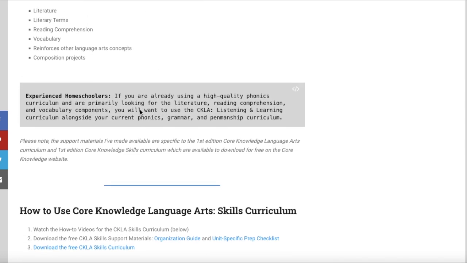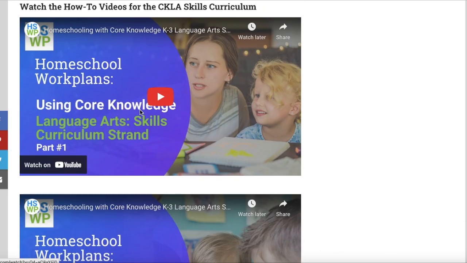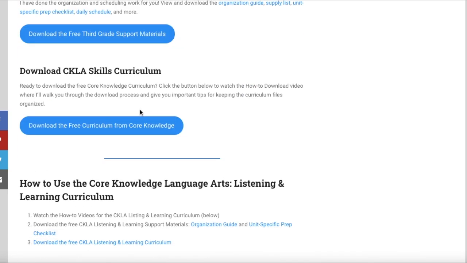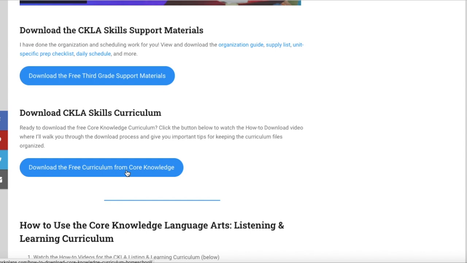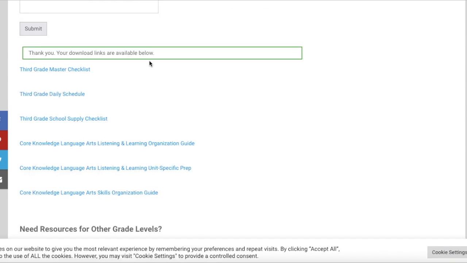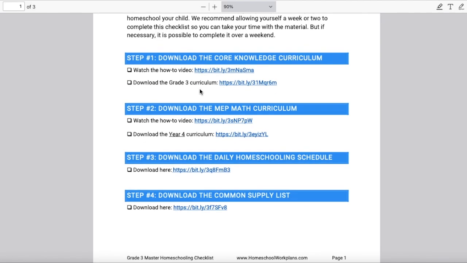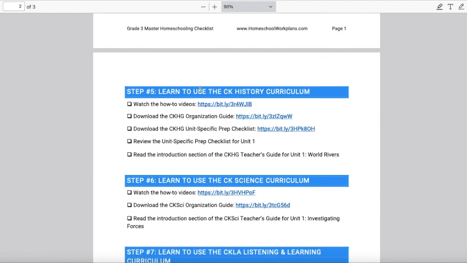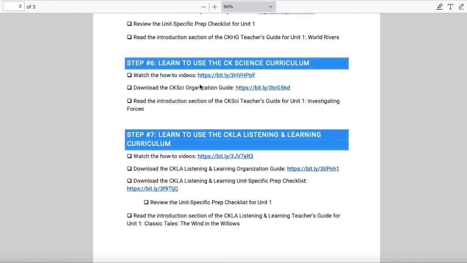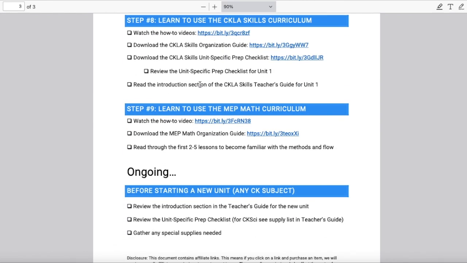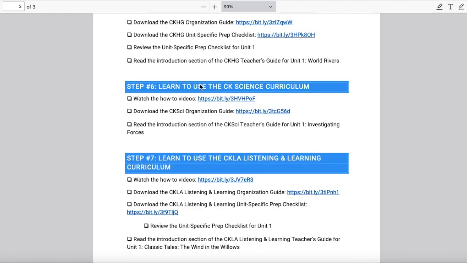So you can see here, it'll take you through some how-to videos, which I found really helpful. And then you can download the support materials. So that takes you to 3rd grade. You just put in your email address and you can download the links. So there's a master checklist, which is just a basic how-to. If you're looking for a quick, easy, step-by-step, not complicated how to use Core Knowledge, there you go. Right there, laid it out for you, even has the links.